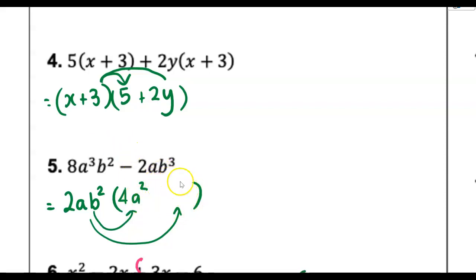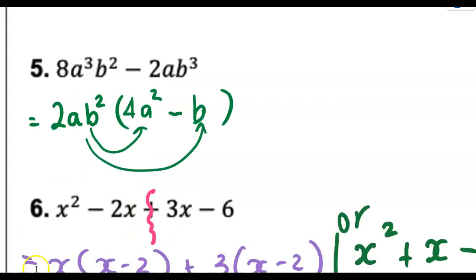Now we're looking at the second part. What is the second thing in here that I need to have so that when I multiply it by 2ab squared, I get minus 2ab cubed? Well, it's going to be minus b. And you can check your expansions and check that you're right. If you multiply them out, do I get what I had? Yes, I do.